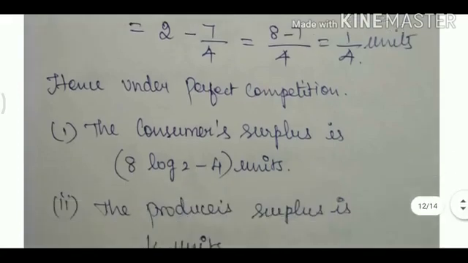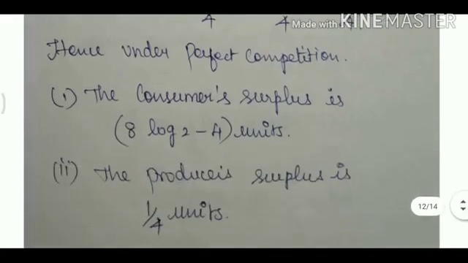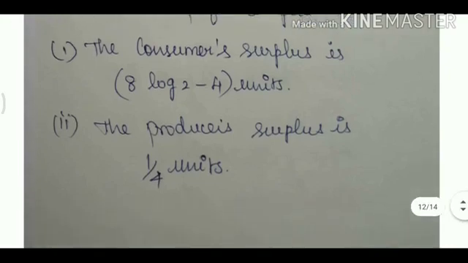Hence, perfect competition is nothing but equilibrium price. So under perfect competition, the consumer surplus is 8 log 2 minus 4 units, whereas the producer surplus is 1 by 4 units.